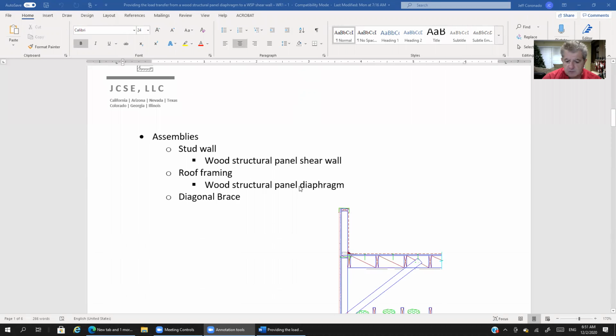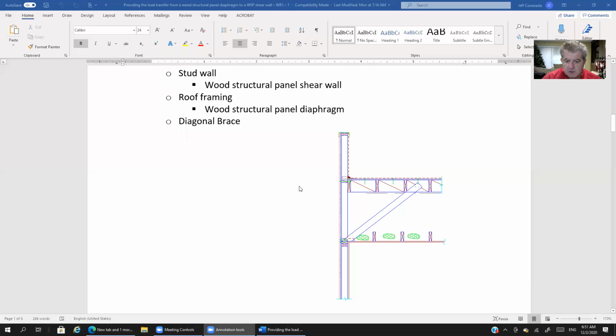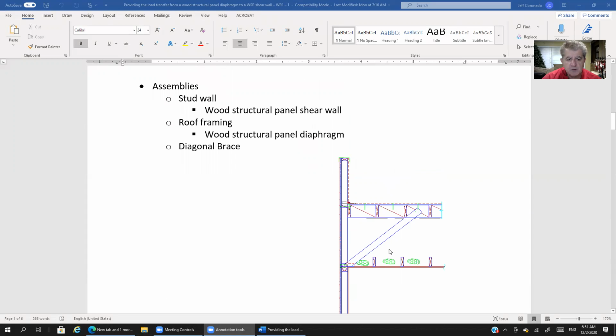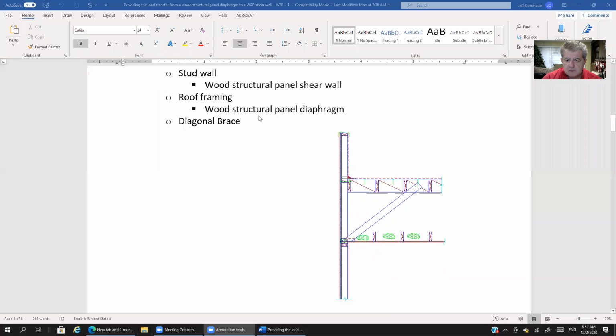Okay, let's look at the detail, and I think you should be able to see this pretty clearly. So here's the detail. Let's cover the assemblies that we have here. We've got a stud wall assembly, all right? Scroll up a little bit. In essence, this part of it is our stud. We have a lumber stud assembly here.